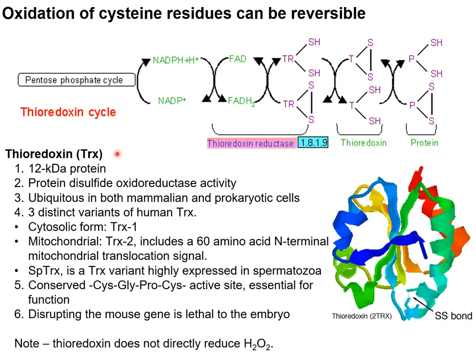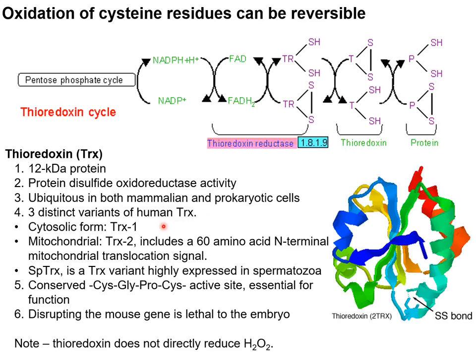Okay, so just a little bit about thioredoxin itself. It's a relatively small protein, around about 12 kilodaltons. It's considered to contain disulfide oxidoreductase activity because essentially what you're looking at here is a series of oxidation-reduction reactions. It's ubiquitous. It's found in both mammalian cells and prokaryote cells. There are several distinct forms of human thioredoxin.